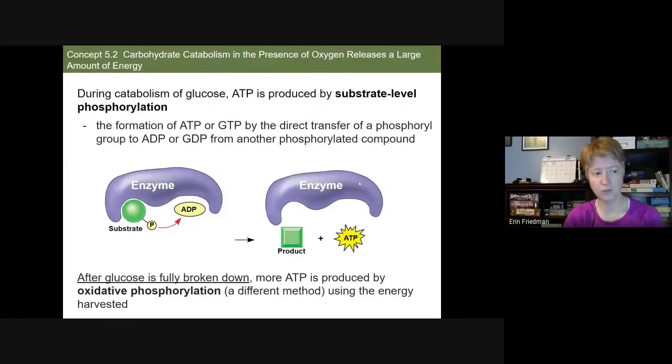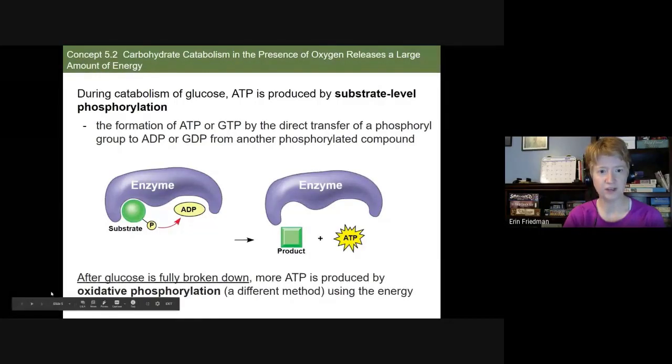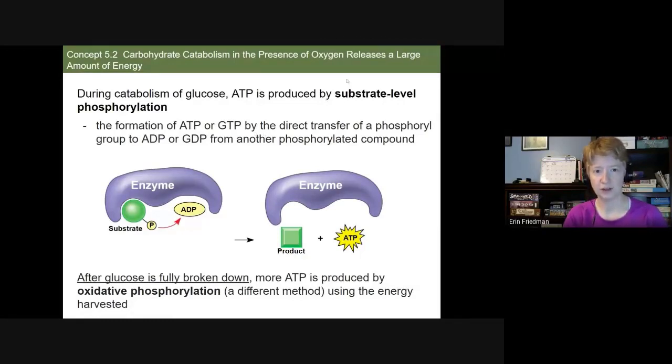Okay, a couple more pieces of information that you need to know before we get started, and that is this term substrate level phosphorylation. So it's going to have something to do with a substrate and an enzyme, and then phosphorylation means adding a phosphate group to something, right? So what does this mean? This means that we're going to form, in this case, ATP is our product, right? We're going to form it by moving a phosphate group to our substrate, in this case, ADP, from another compound that already had a phosphate group.